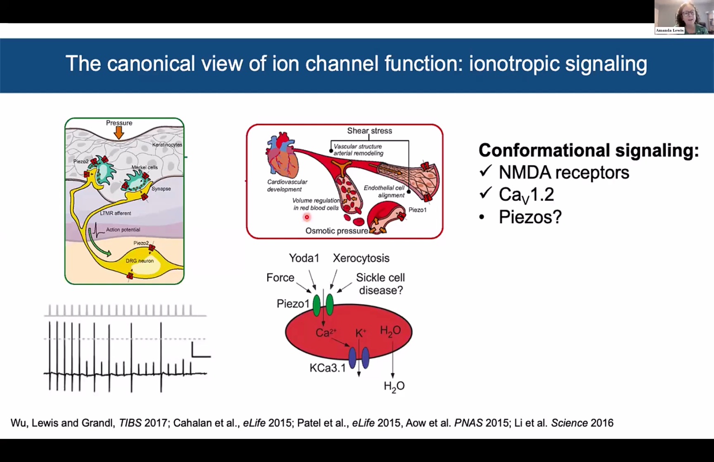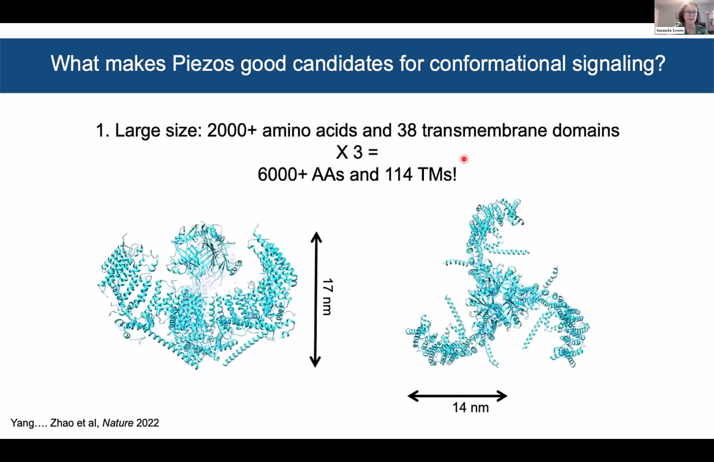And indeed, some ion channels, including NMDA receptors and some subtypes of voltage-gated calcium channels, in addition to their well-established roles in ionotropic signaling, also can do what's called conformational signaling, where it's not just the ion permeation that is a relevant signal, but also the change in conformational state that is signaled to other proteins. And we hypothesized that Piezos might be really good candidates for doing conformational signaling for the following reasons.